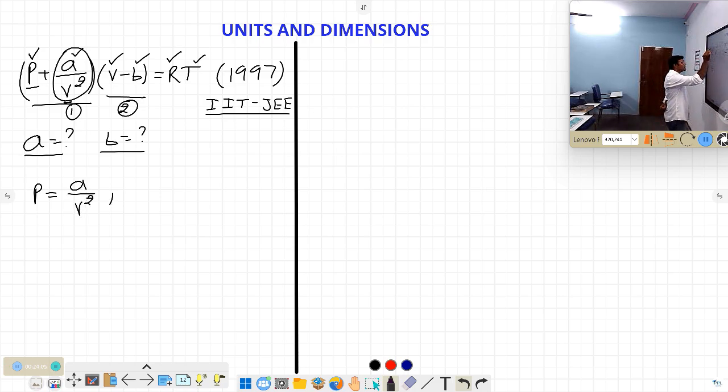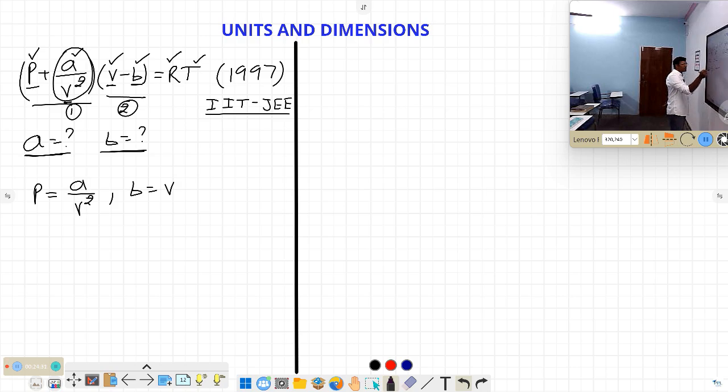In the second term, V minus B, we need to find the B value. V minus B means you can subtract one physical quantity only from a similar physical quantity. You can't subtract another physical quantity. That means volume minus B, so B is also related to volume only. B value is also volume only. So using this, you can find the dimension formula. First question, what is the A value, the A dimension formula?